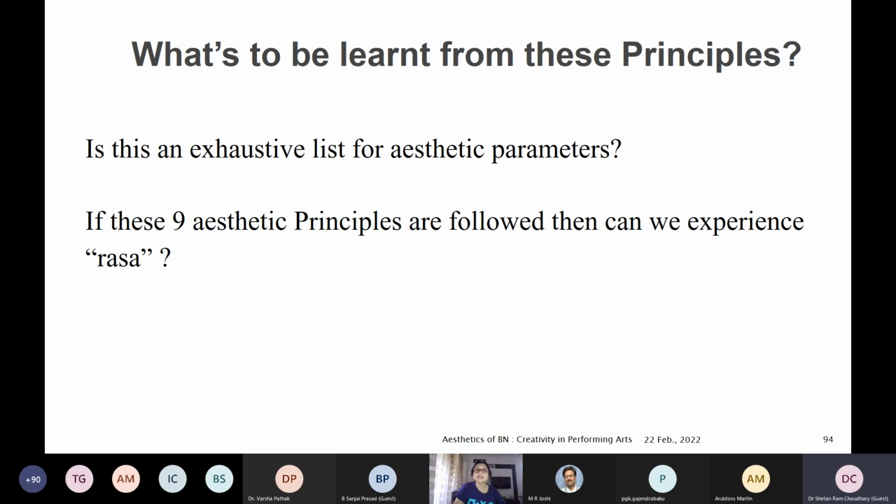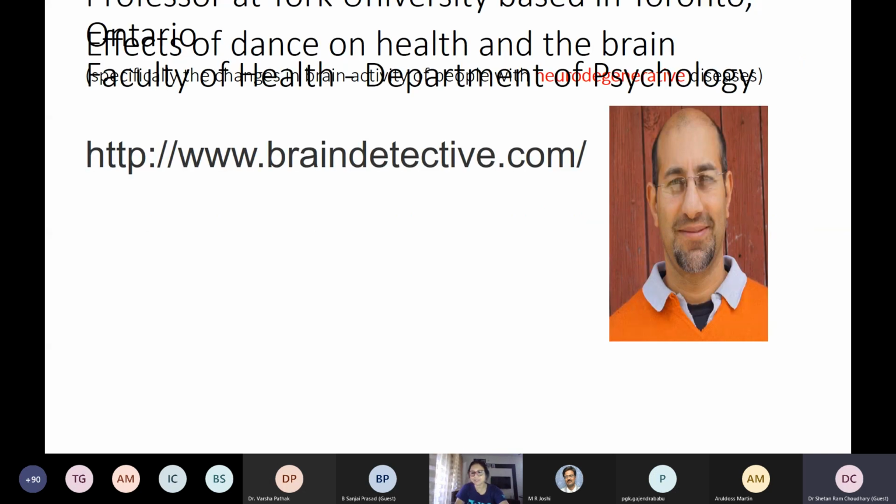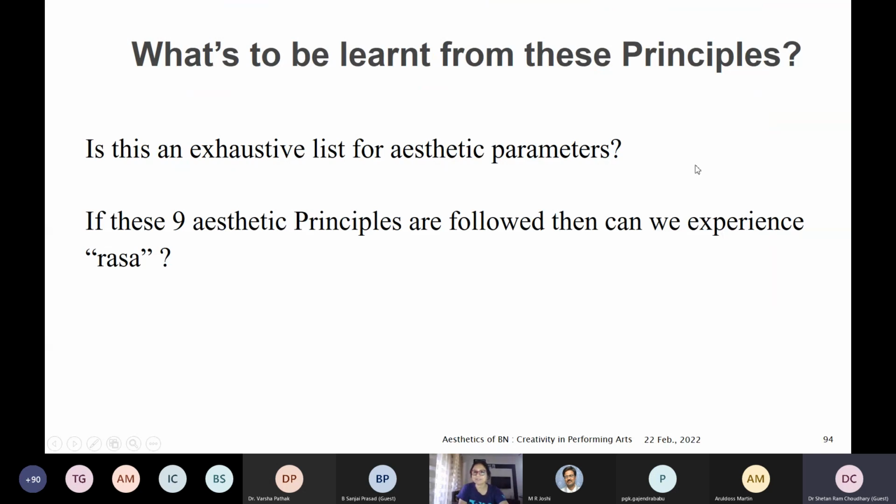Now, what do you learn from this? What do you learn from these principles which I have shared with you? Are these just an exhaustive list of aesthetic parameters? Are these nine principles enough to say that everything is beautiful? Can we experience rasa only if these nine principles are there? We are only watchers. It's not necessary that only if these nine principles are there, the entire set of aesthetic parameters is covered. There may be so many more.